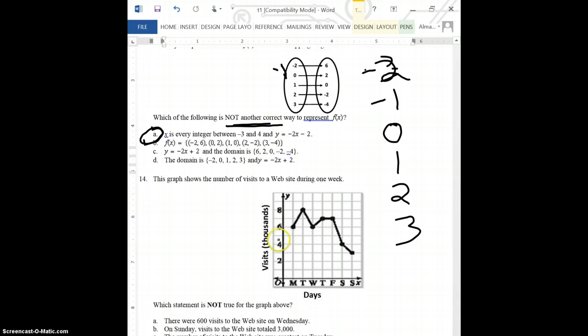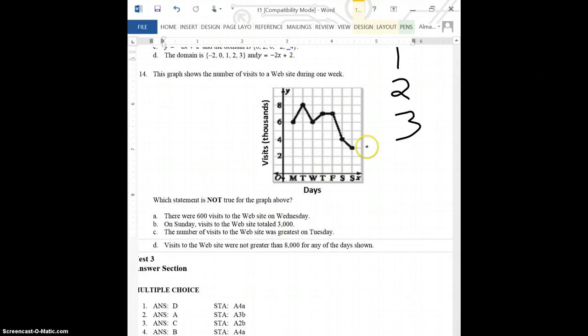Number 14. This graph shows the number of visits to a website during 1 week, which is not true for the graph above. There were 600 visits to the website on Wednesday. So on Wednesday we see that we had 6, but 6 what? 6,000. Not 600 visits, but 6,000 visits. So right away I can already see that my answer is A.